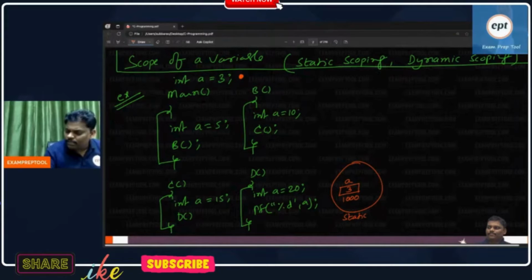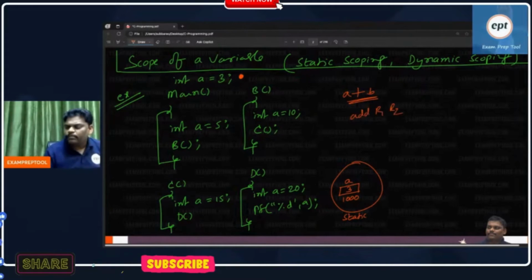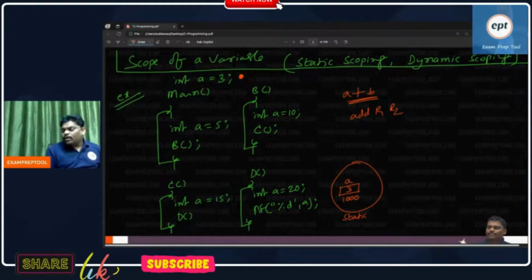Nothing. Listen, if you write A plus B, it is high level. Low level means add R1, R2. A plus B is high level. Add R1, R2 is low level. So what I mean to say is, when you compile, the program will be converted from high level to low level. Some people are asking, then why is it converted, sir?